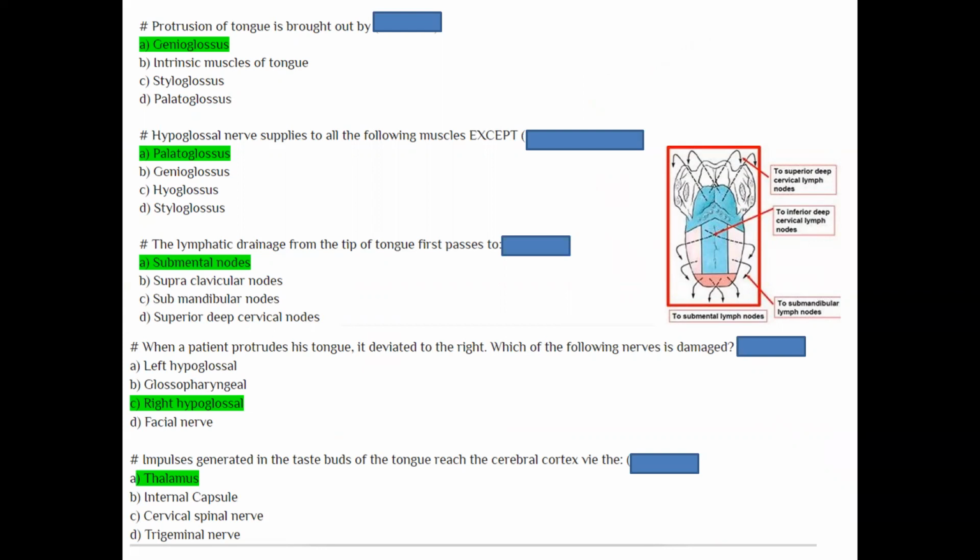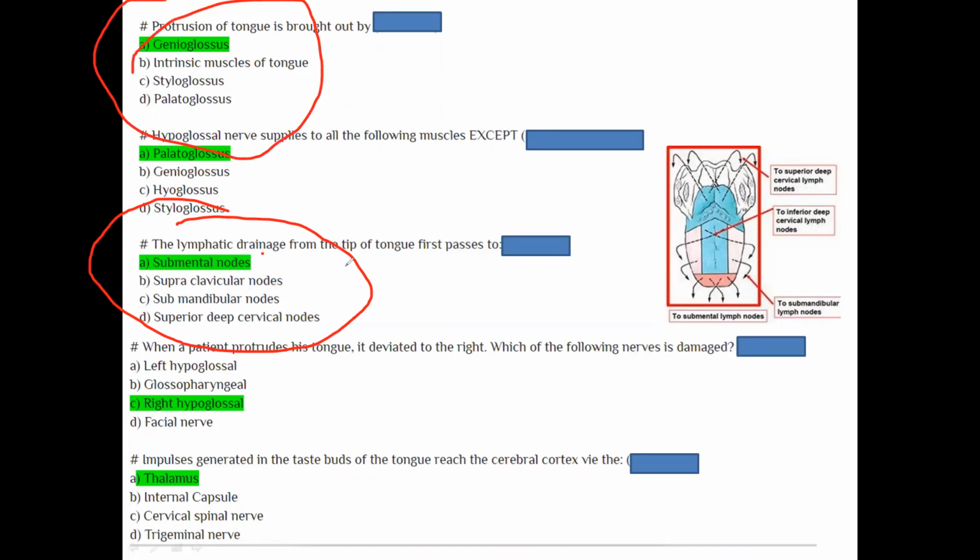The lymphatic drainage, they do give, please do see this. This was a question in the exam. The lymphatic drainage of the tip of the tongue goes where? The tip of the tongue drains into the submental lymph nodes. If they give you a question that the lateral surface of the tongue drains, it drains into the submandibular lymph nodes.